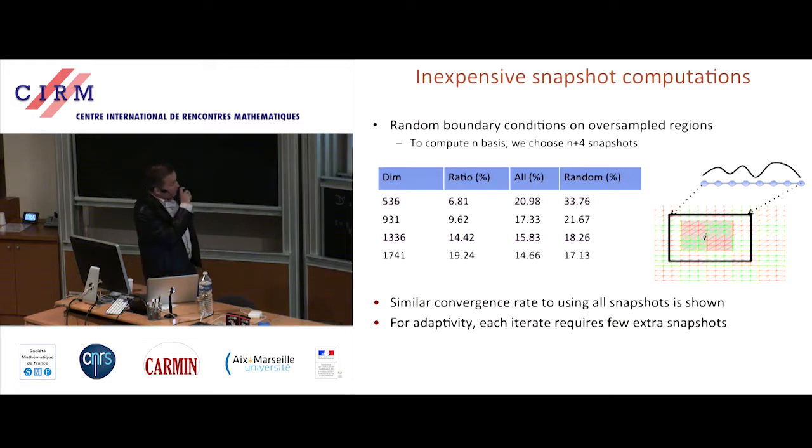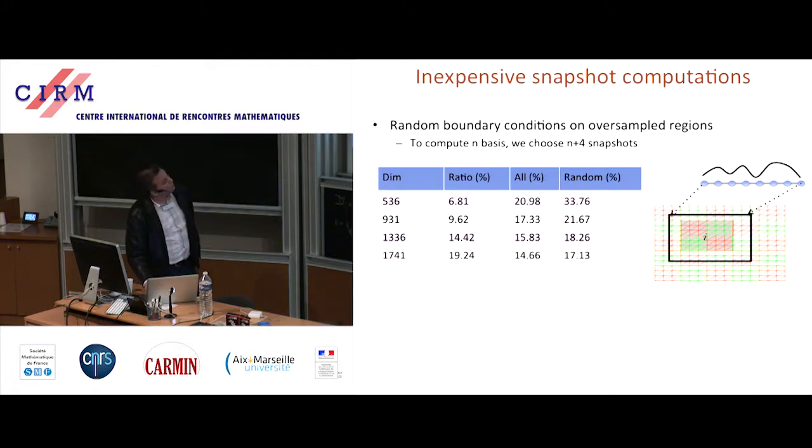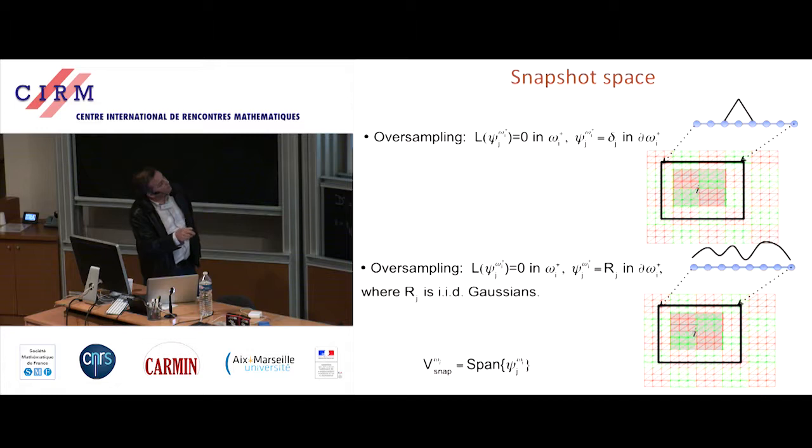And what we have obtained is that we first observed it numerically, and then we were able to prove it theoretically, that by doing these randomized boundary conditions, we can basically preserve the convergence of the generalized multiscale finite element method as if we were doing this forcing on each of the degrees of freedom on the boundary.